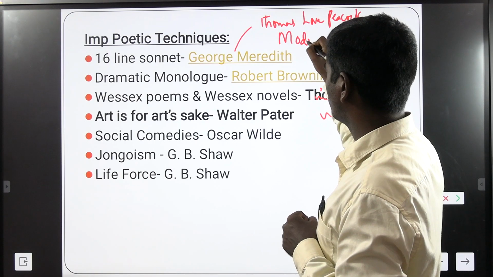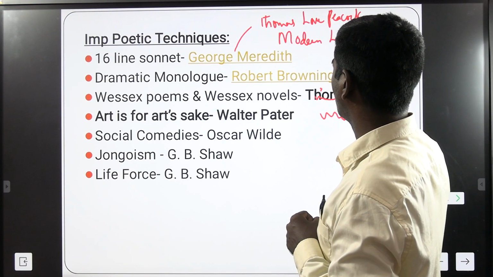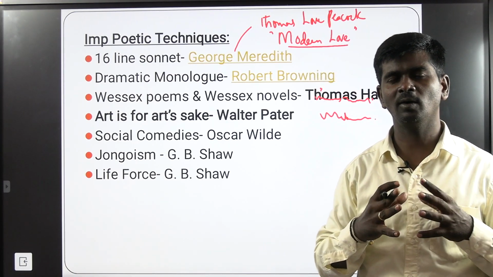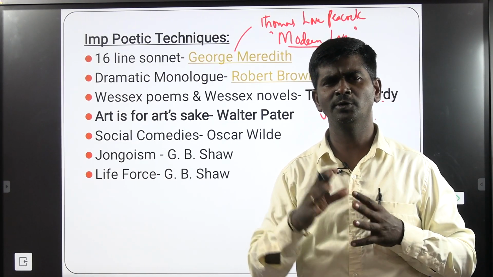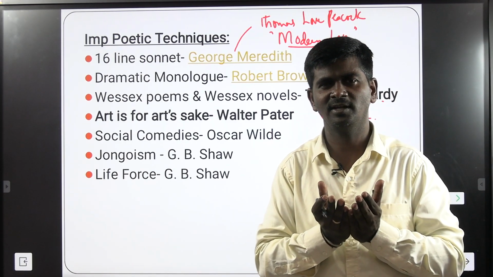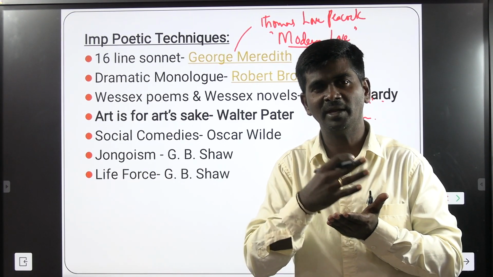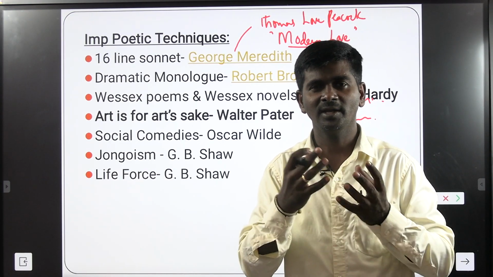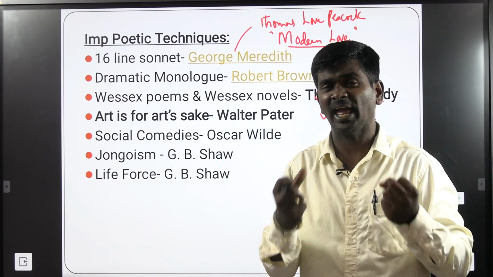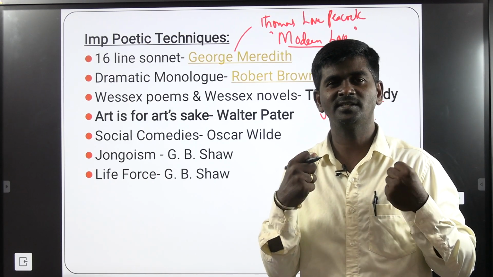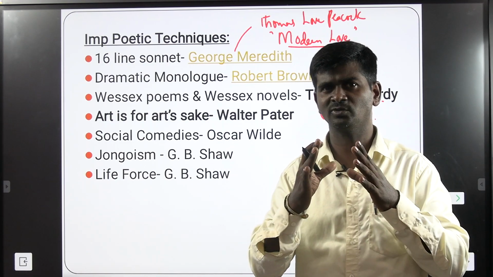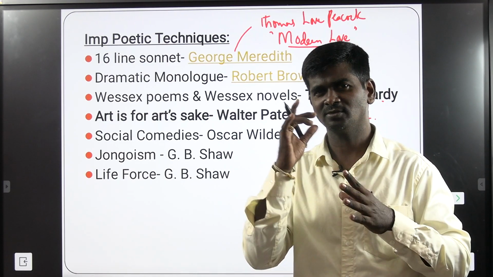Modern Love in 1856. This includes 50 16-line sonnets. And why did he use the 16-line sonnet? We can understand when you read those poems. He created this to talk about his inner feelings, his inner anguish towards his love, towards his marriage, towards his failure in terms of marriage. That's what. So the 16-line sonnet was introduced into English literature by George Meredith.